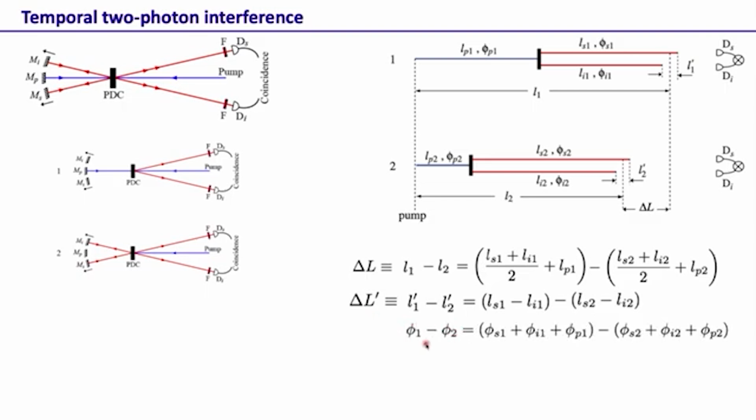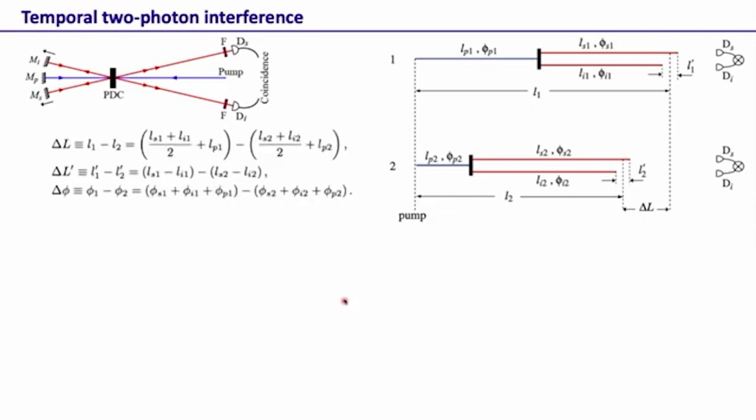We can also define phi 1 and phi 2, where phi 1 is basically phi S1, phi I1, phi P1, which is all the phases in alternative 1. Phi 2 has all the phases in alternative 2, and the difference we'll call delta phi. So delta L, delta L prime, and delta phi are the 3 quantities we have, and we'll see that these will be very useful in describing and understanding two photon interference in a very similar and analogous manner as we do one photon interference. Okay, so that's a representative two photon interference at the level of the path diagram.